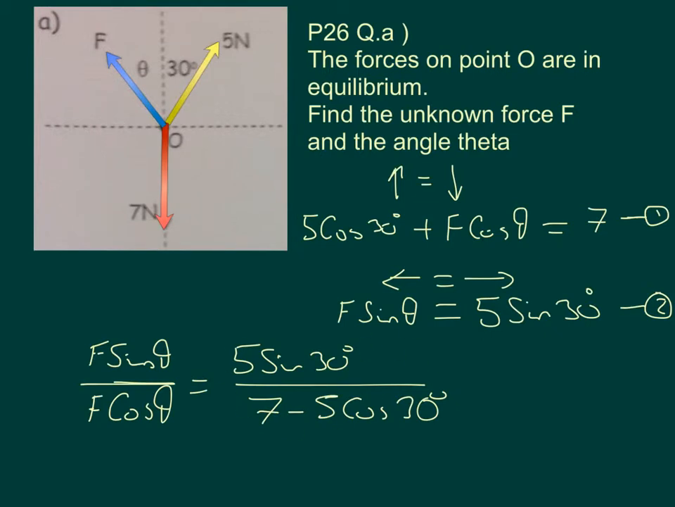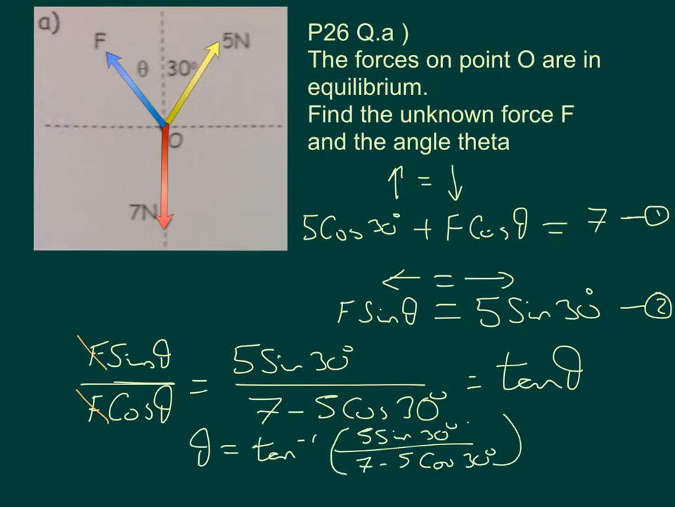But what's happening on the other side here is that these F's are going to cancel, and we get sine theta over cos theta. Now sine theta over cos theta actually equals the tan of theta. So theta is going to be the inverse tan of this thing. So theta will be the inverse tan of 5 sine 30 over 7 minus 5 cos 30. So we need to take the inverse tan of this thing to get theta. So theta equals 43.1 degrees.